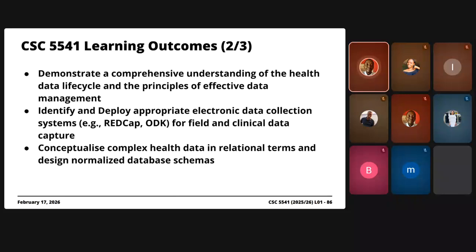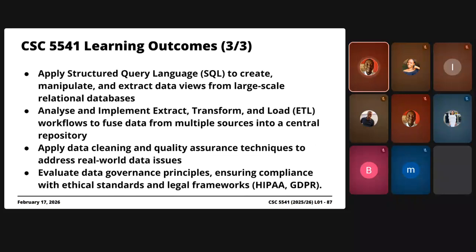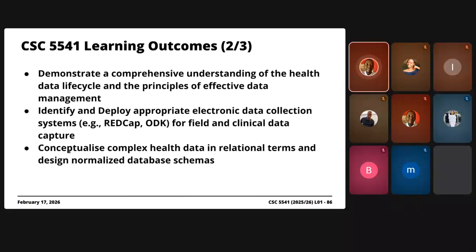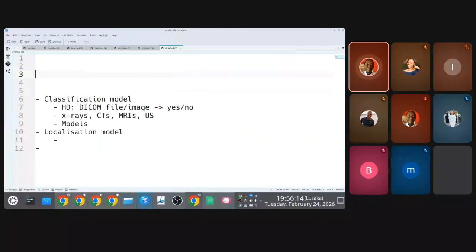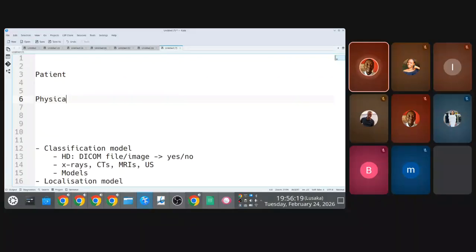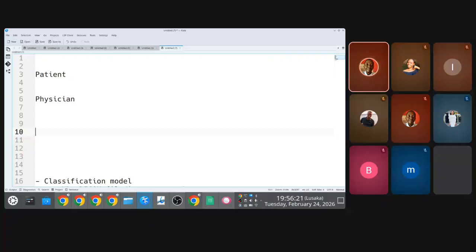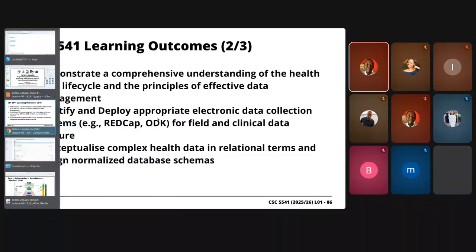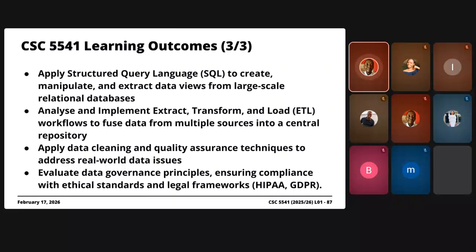The data in your database is organized as relations. There are relationships that exist amongst the different data pieces. For instance, you have a patient table, a physician table, a modality table, and there are ways of linking data between all these different relations. These are called relations or tables, if you will. Also, you should be able to apply SQL to create, manipulate, and extract data views from large relational databases. This will make sense when you start looking at SQL.